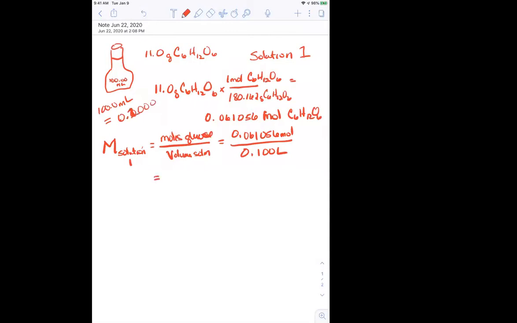When I do that, I come up with a molarity of 0.61056 moles per liter, or molarity. Now, I have more than 3 sig figs there. So remember, my significance is to that 0. So that's 3 sig figs. Remember, this is going to be 3 sig figs.